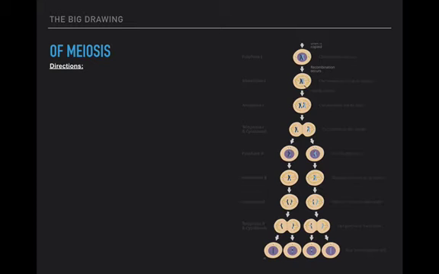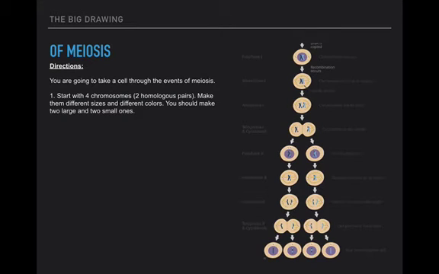So here are the directions, and the directions are on the bottom or on the back side of that big honking sheet. So you're going to start with one cell and take it through the events of meiosis. So the first thing you need to know is you're going to start with 4 chromosomes, 2 homologous pairs. Make them different sizes and different colors. There are some colored pencils available for you, so use those.